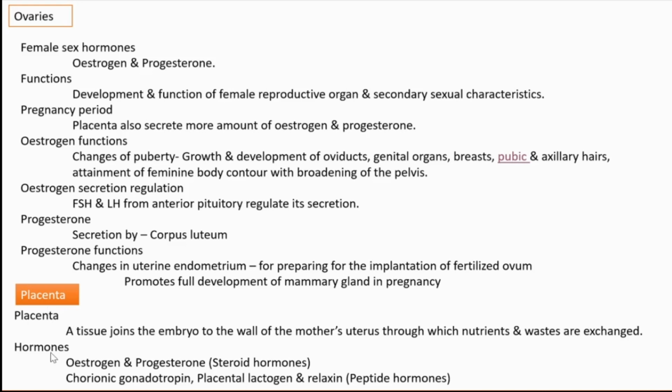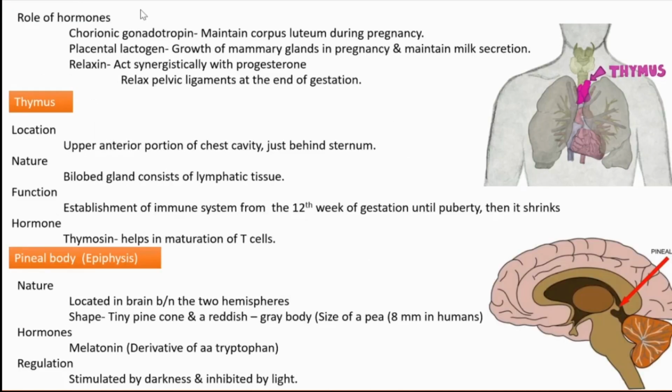Then which are the hormones secreted by the placenta? Steroid hormones and peptide hormones are secreted from the placenta. Which are the steroid hormones secreted from the placenta? Estrogen and progesterone. Which are the peptide hormones secreted from the placenta? Chorionic gonadotropin, placental lactogen and relaxin. Next is the role of each type of hormone. Chorionic gonadotropin, what is its role?